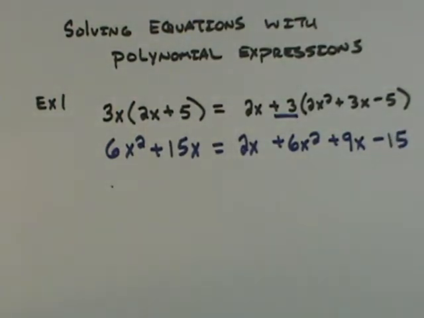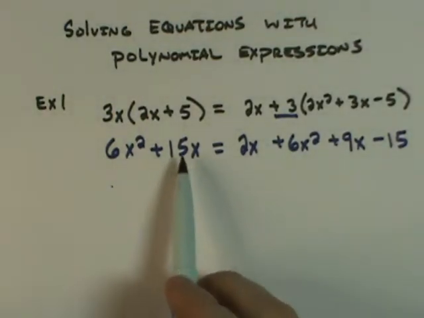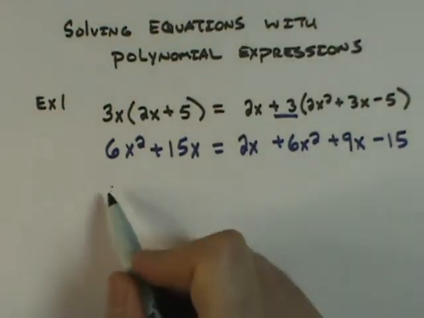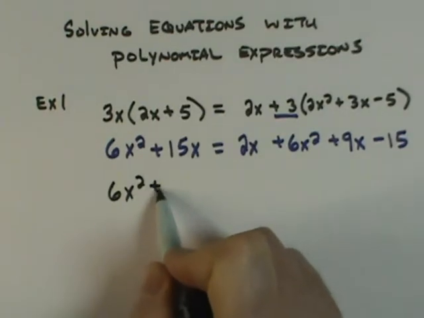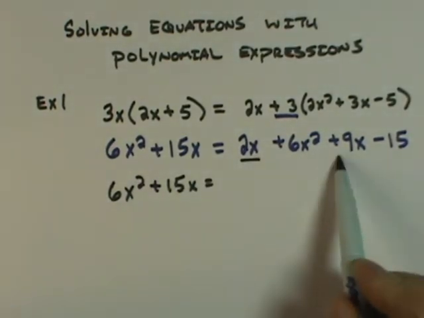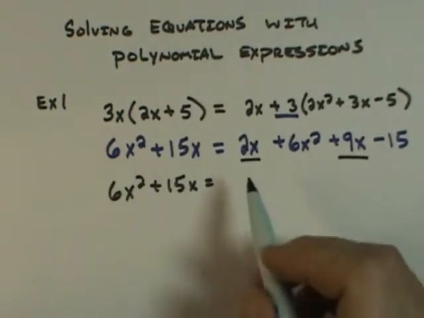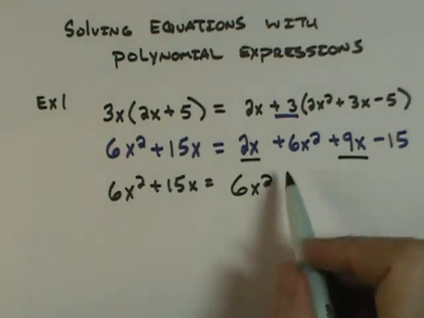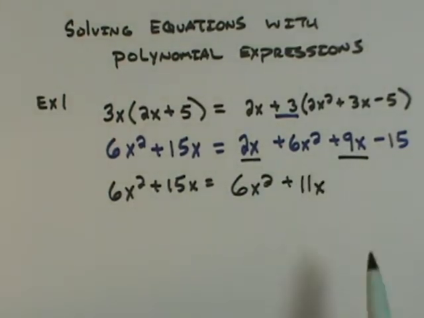Before we move on, we want to combine like terms on either side of the equation. So when I'm looking on the left-hand side, I notice that it's x squared and an x. Those are different terms. I have to leave them alone. However, as I look at the right-hand side, I do have some like terms here with the 2x and the 9x. They are the same label, and so I could write this as 6x squared plus 11x, because the 2x plus the 9x, minus 15.